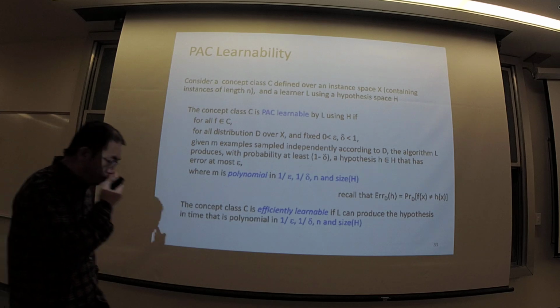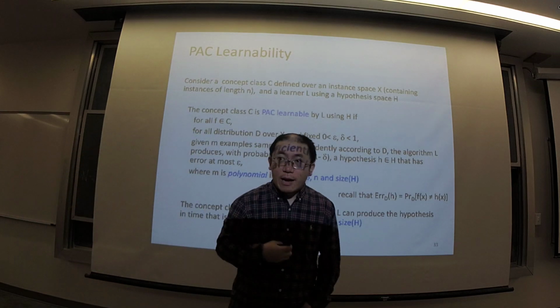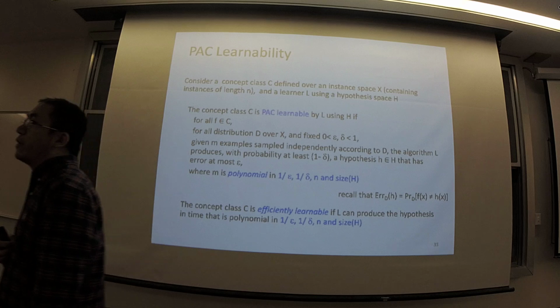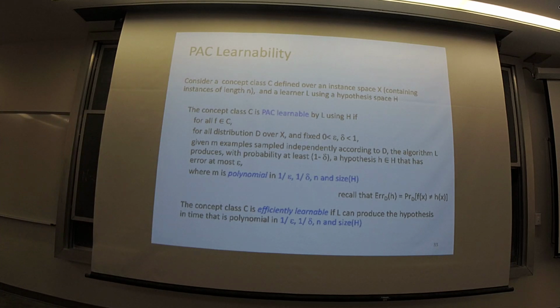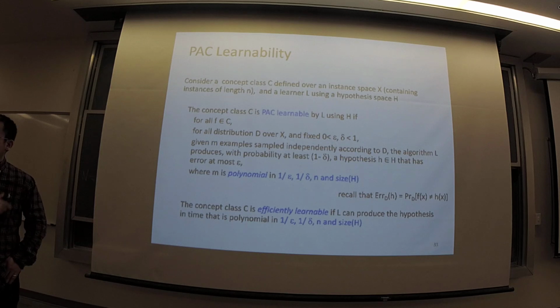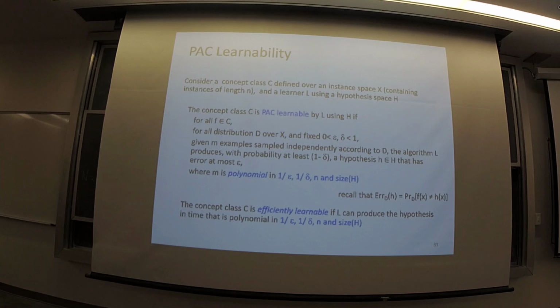Yep. So I can define the concept class to be linear functions. They could be linear functions, right? And right now I'm trying to build a regression tree, not a decision tree, a regression decision tree. I want to know whether my regression decision tree can PAC learn linear functions. Does it make sense?